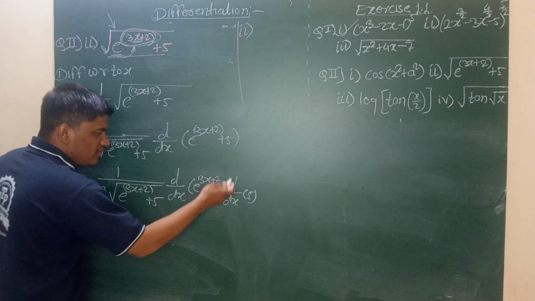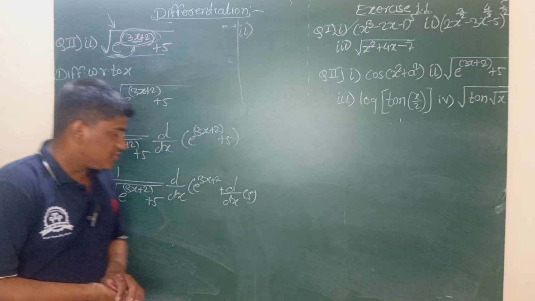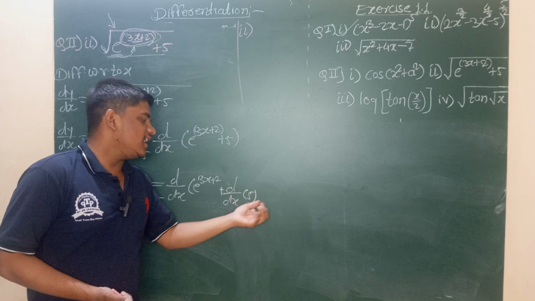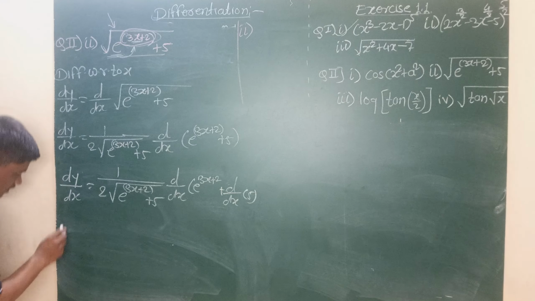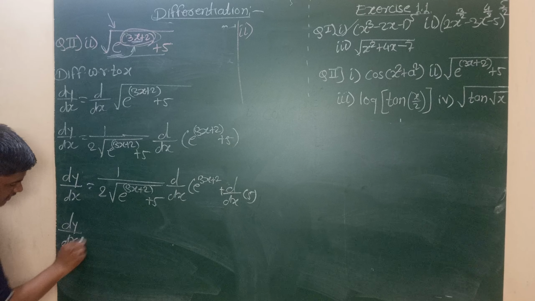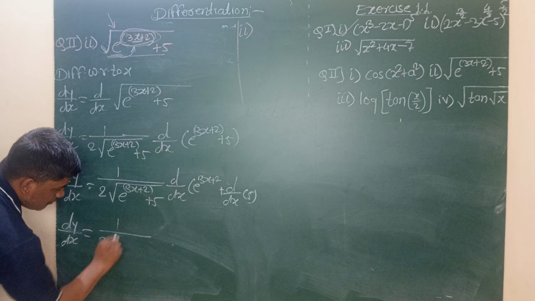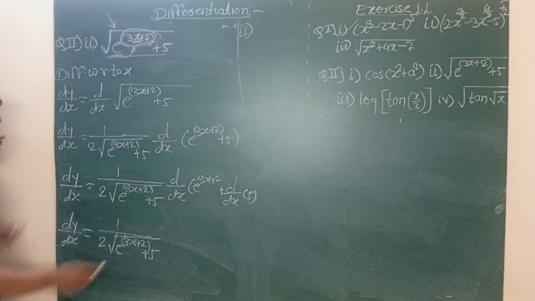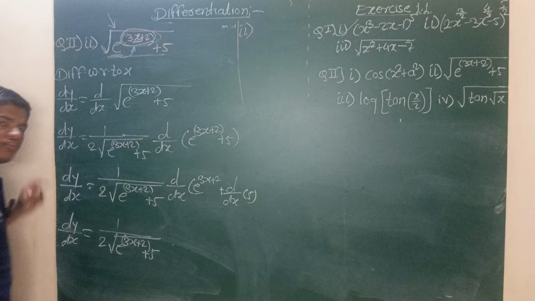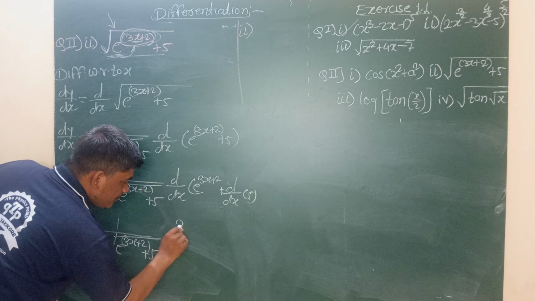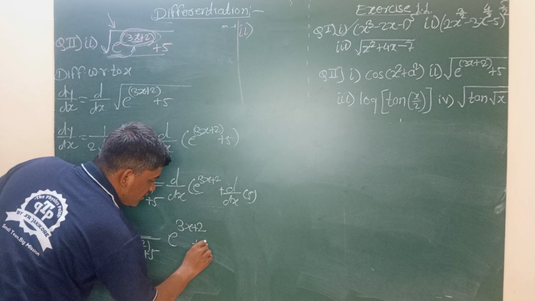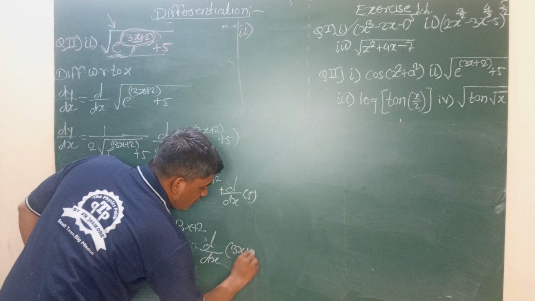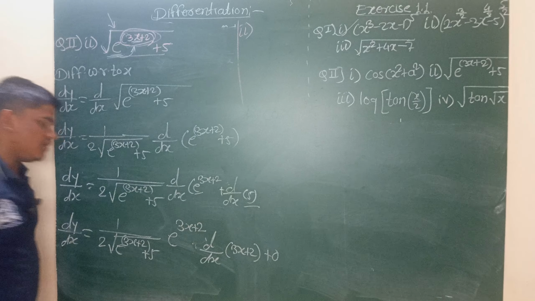We know that the differentiation of any constant with respect to x is 0, which means the differentiation of the second term, 5, will be 0. Now dy by dx is equal to 1 upon 2 root of e raised to 3x plus 2 plus 5. We know that the differentiation of an exponential function with respect to x is the same function. That means e raised to 3x plus 2, again plus 0, and again we differentiate 3x plus 2, plus 0, that is the differentiation of 5.